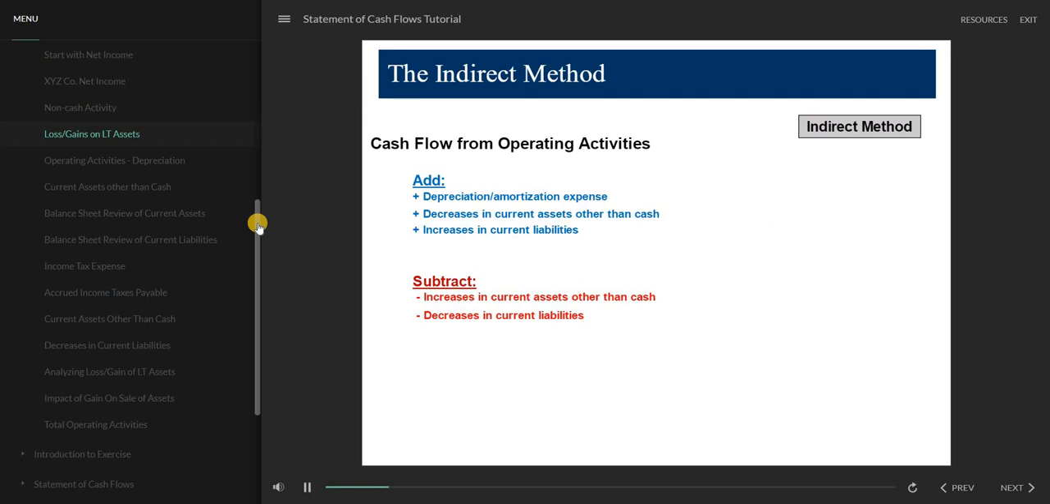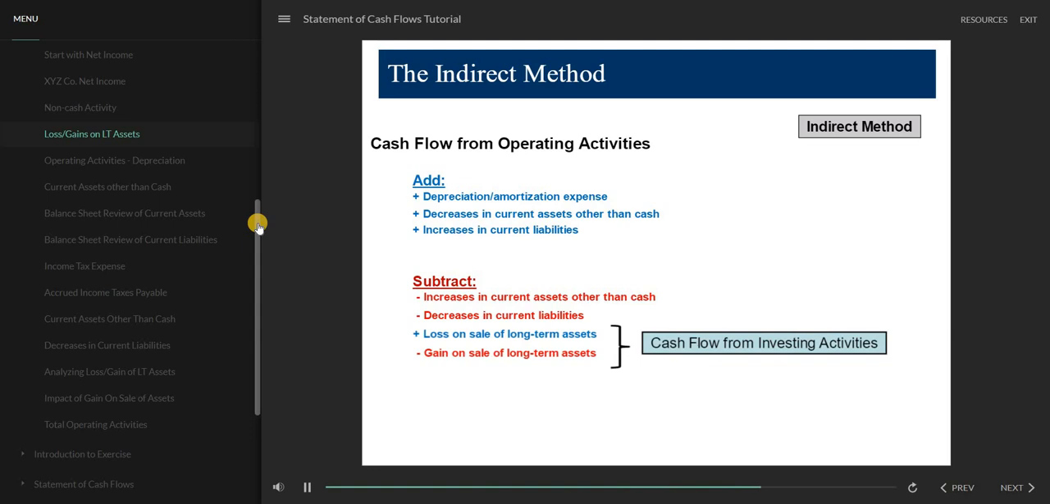Finally, we'll need to back out any loss or gain on the sale of long-term assets from the cash flows from operating activities section, as this will be included in our cash flow from investing activities section, which will be explained a bit later on in this presentation.